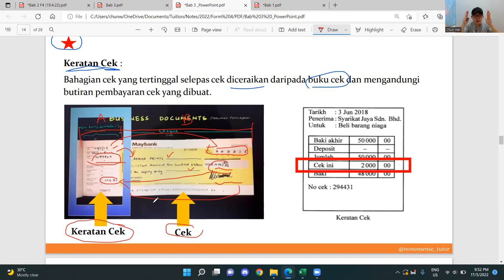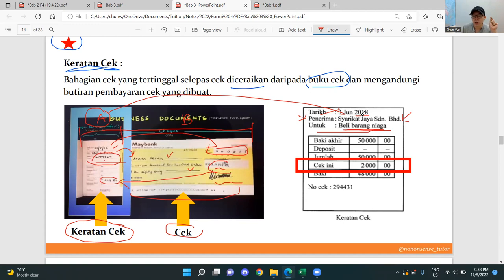All right, so when we zoom in on this A part, it's something like this. So this is where the question would show up in your exam. This is the date. Who is the one receiving this check? So let's say here, kita bayar kepada Syarikat Jaya Sdn Bhd. So they are the penerima. Mereka terima daripada kita, maksudnya kita yang bayar kepada mereka. You know what I mean? Okay, for what? So this is the kegunaan. Untuk apa? Oh, bayar untuk beli barang niaga. You see it? And how much?